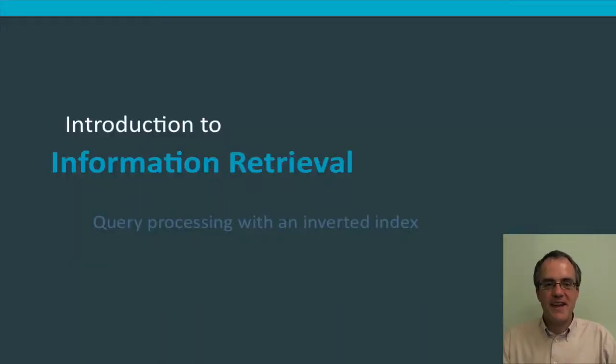Okay, I hope that made sense, and you now feel like you could write your own code to do the intersection of postings lists using the merge algorithm.